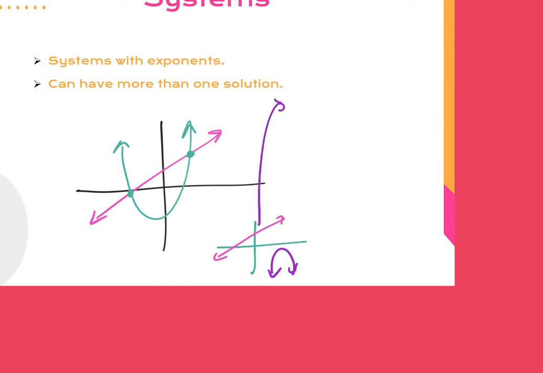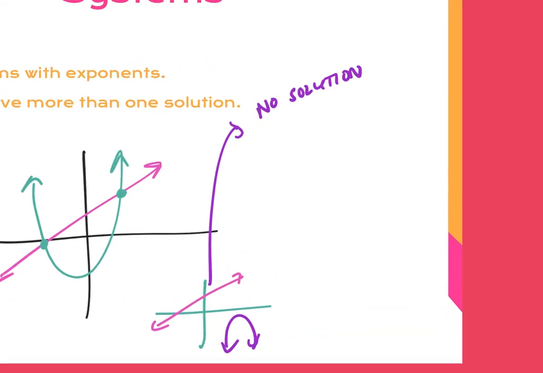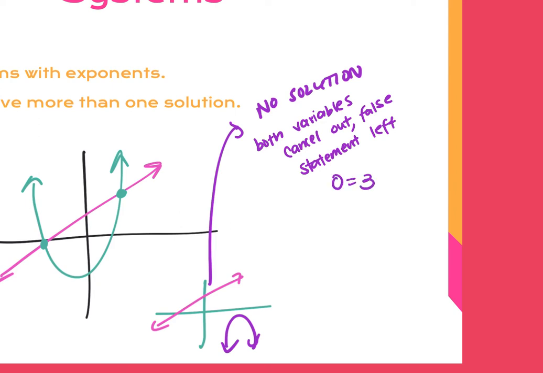But a no solution situation, when you're solving using substitution, means that both variables cancel out and what's left is a false statement. So if both variables cancel out and I end up with 0 equals 3, that's what I mean by false statement. Obviously that is not true, and that would be a no solution possibility. So that's one special case.